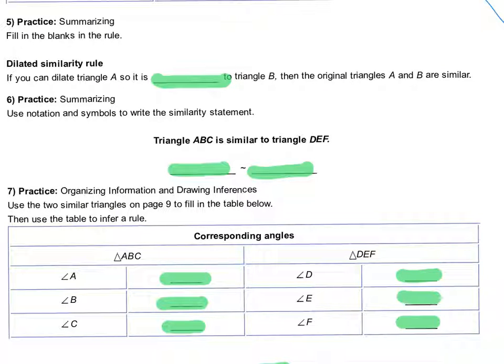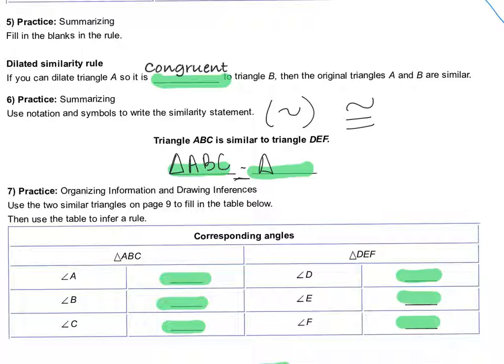Okay, so the dilation similarity rule: if you can dilate triangle A so it is congruent to triangle B, then the original triangles A and B are going to be similar. Let's write that down. Okay, in practice, when we use notation and symbols to write the similarity statement, the similarity symbol is what you see right here. It's just a tilde, the top part of a congruency symbol. And if triangle ABC is similar to triangle DEF, in notation we would write triangle ABC, and you have your similar sign right there, triangle DEF. And that's what it looks like.